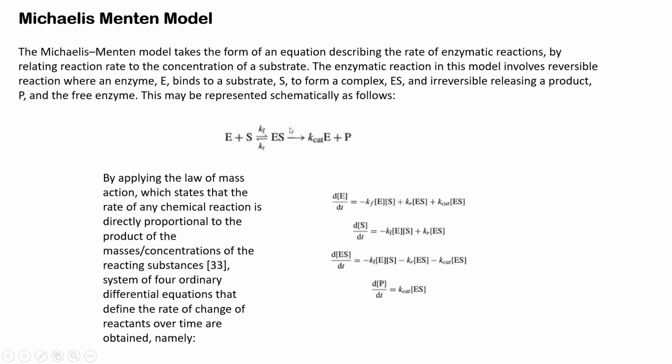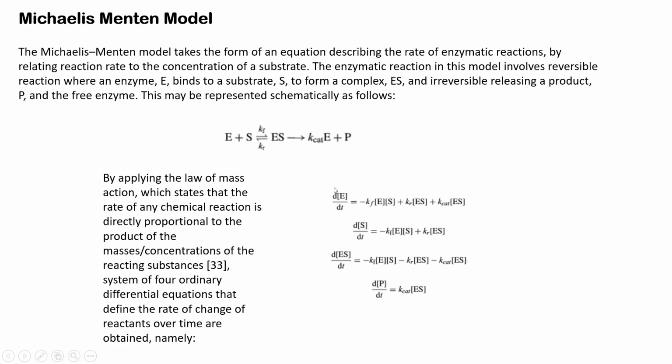So you have two parts to this equation. One is a reversible part, the combination and the breakdown of enzyme-substrate complexes, and the irreversible part is getting the product and the enzyme back from the enzyme-substrate complex. By applying the law of mass action, which states that the rate of any chemical reaction is directly proportional to the product of the masses or the concentrations of the reacting substances, a system of four ODEs is formed, which describes the rate of change of the reactants over time. So you have four elements here: E, S, ES, and P.